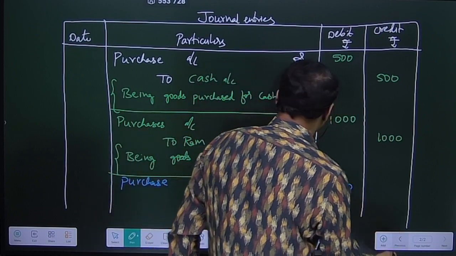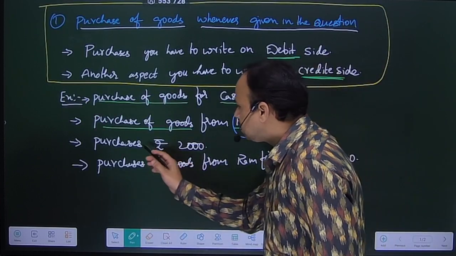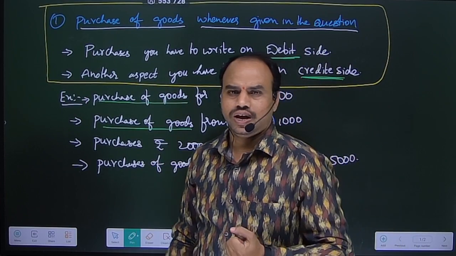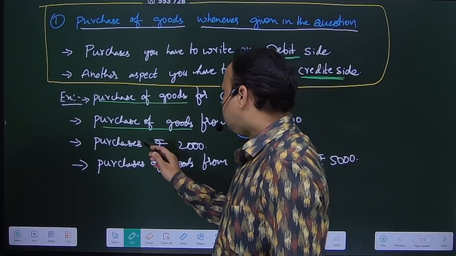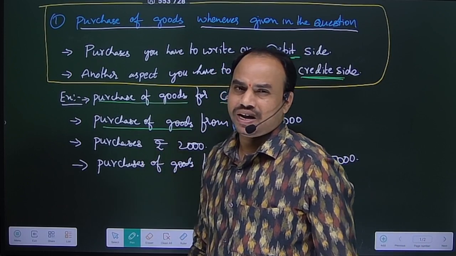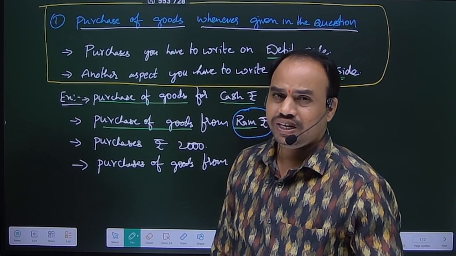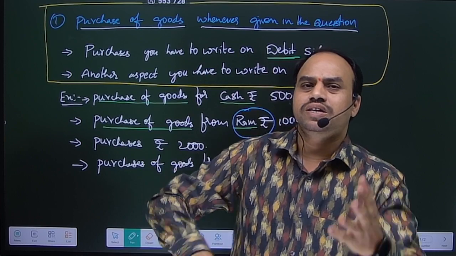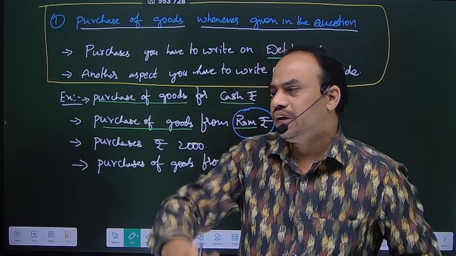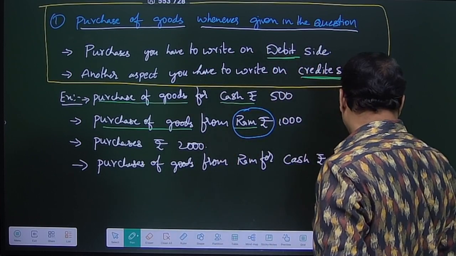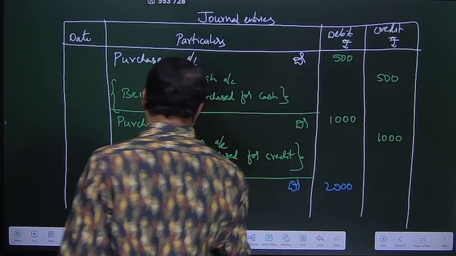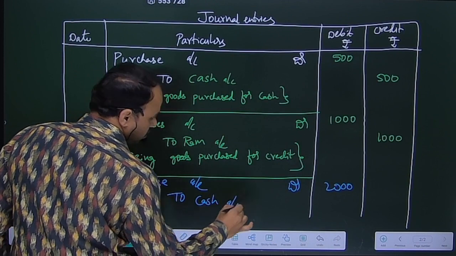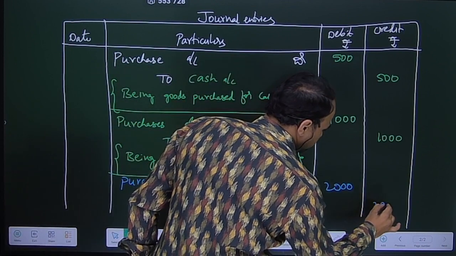Now, what will come on the credit side here? Only purchases is given, nothing next to it. That means we purchased goods and paid cash. In this transaction only purchases is given, no name is given, no cash is given. That means in the business we purchased goods and in return we paid cash. So the other aspect is cash. In the second line you have to write to cash account. The amount is 2000.